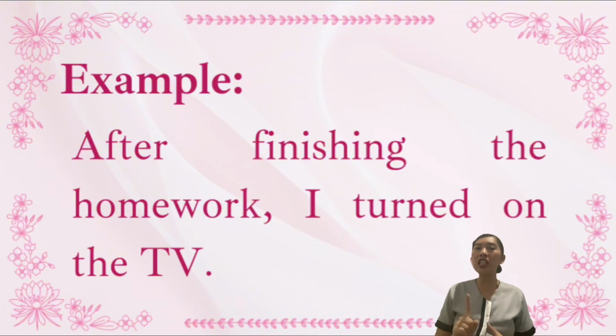Now here's the easy trick. If a sentence starts with an -ing phrase, check who is doing the action. If unclear, that is what we call a dangling modifier.